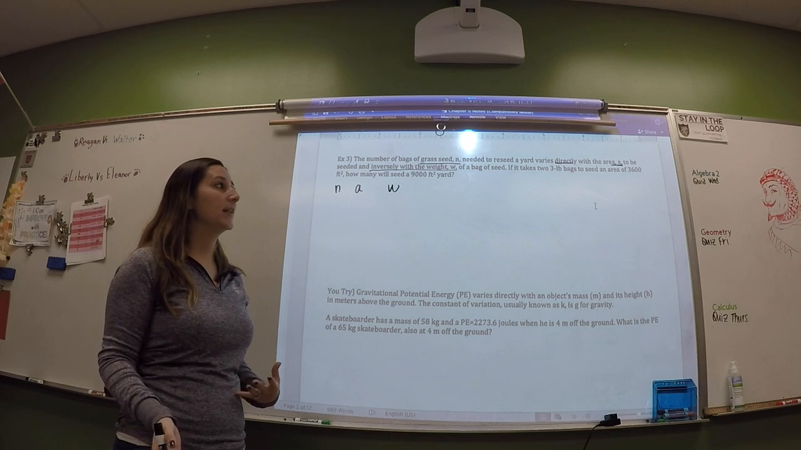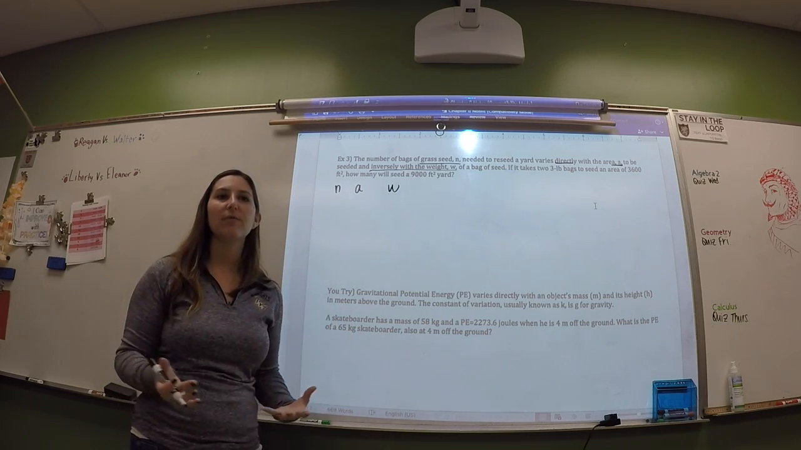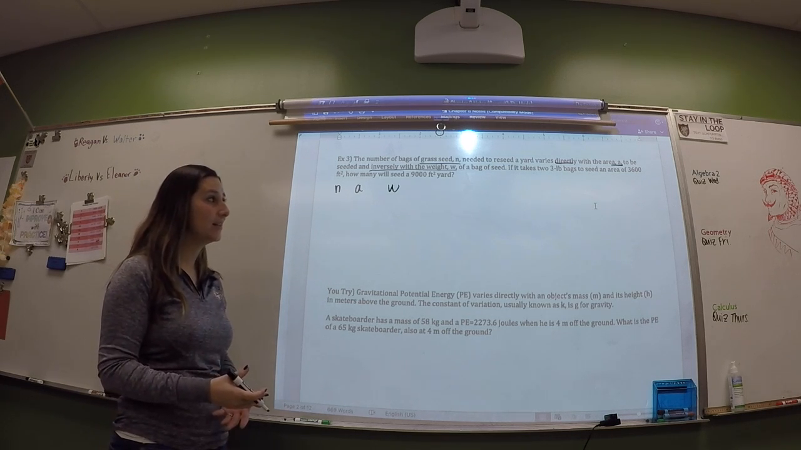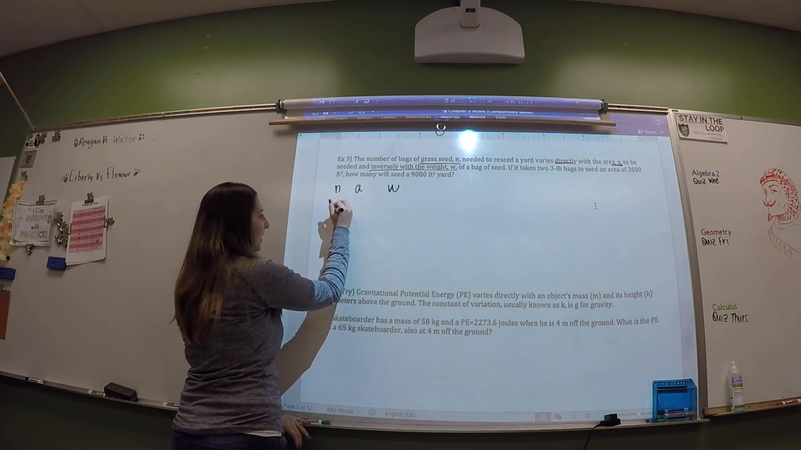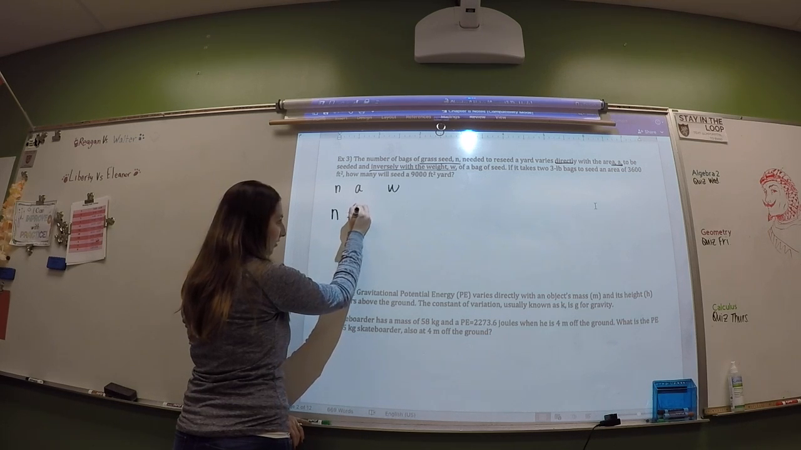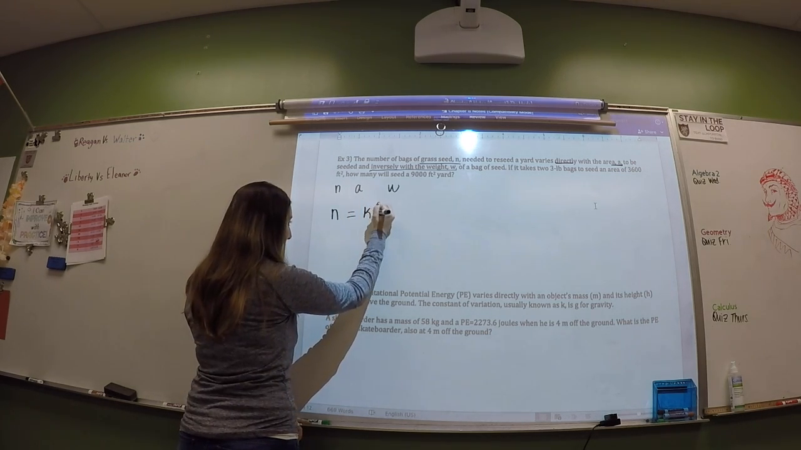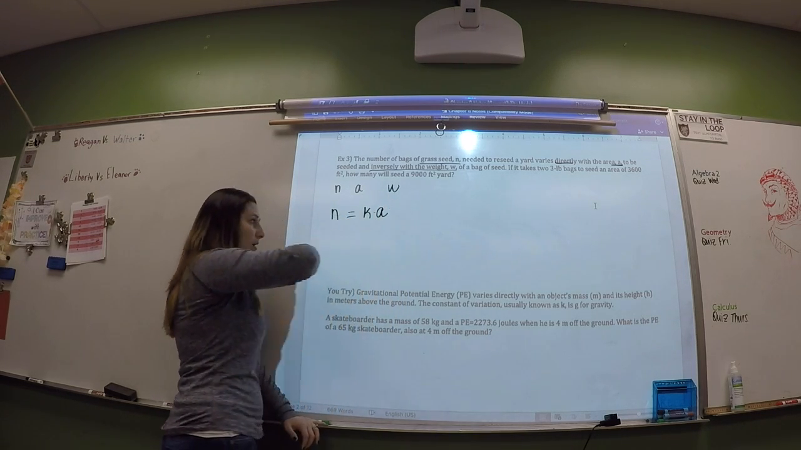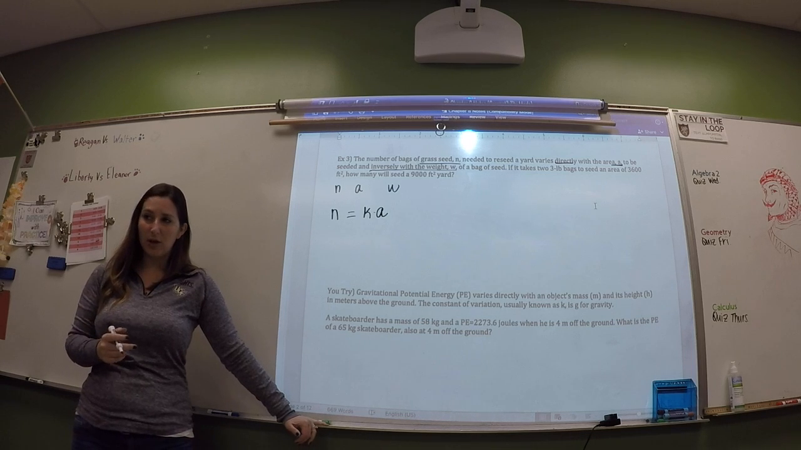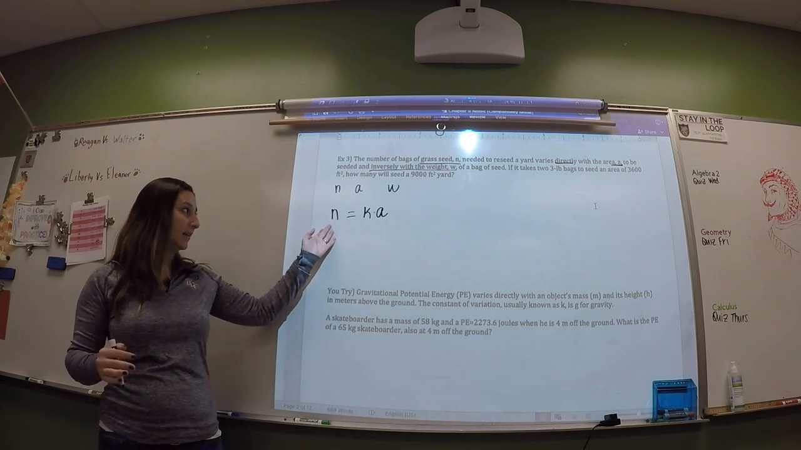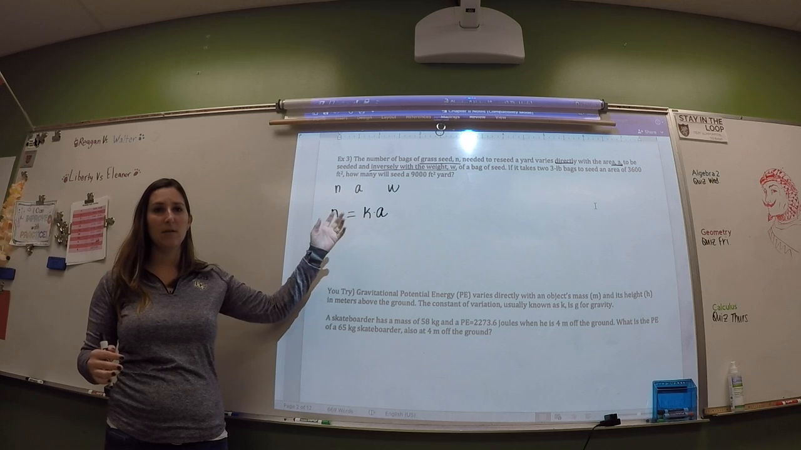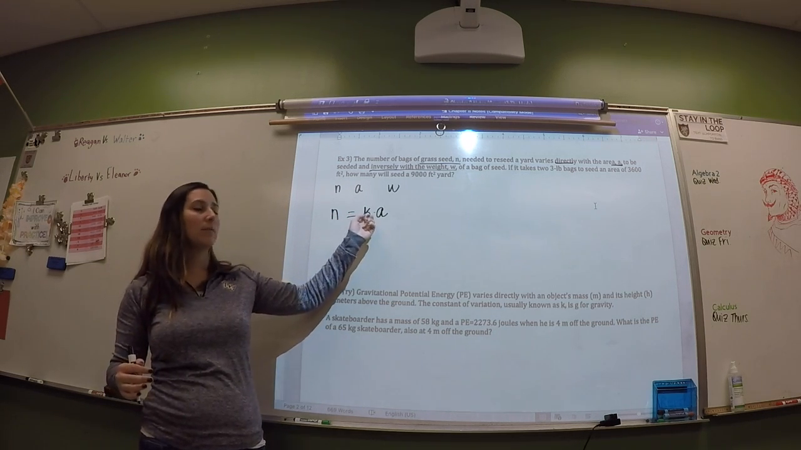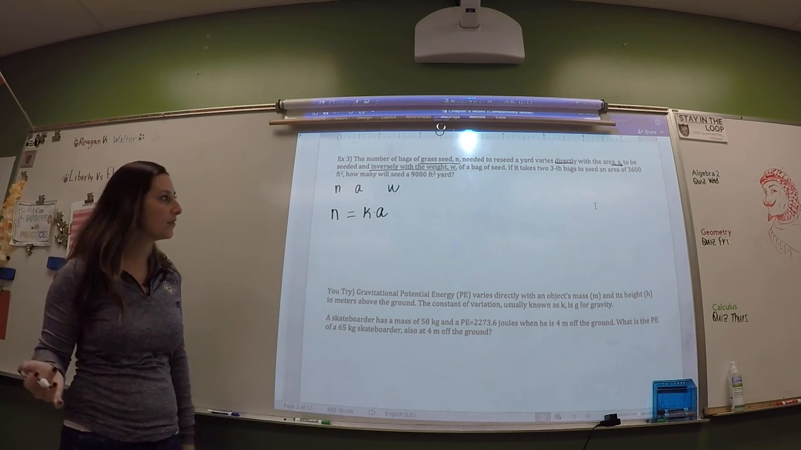Now, before I read the next part, I'm going to write some sort of function that relates those 3 variables. So reading it again, it says N varies directly. When it says varies directly, you put equals k times whatever it varies directly with. In this case, A. So that would be a simple direct variation. N varies directly with A, or the number of bags of grass seed varies directly with the area that needs to be seeded. Then there's this other feature, W.